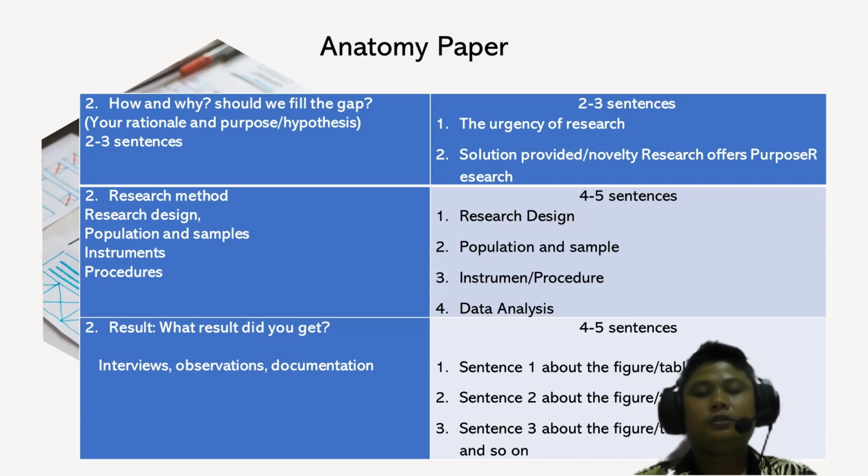And the result, what result can we get? This is for four to five sentences. Sentence one is about the figure and table, sentence two about the figure and table, and sentence three about the figure and table. We must have a simple conclusion, and this is very important, the result of our research.